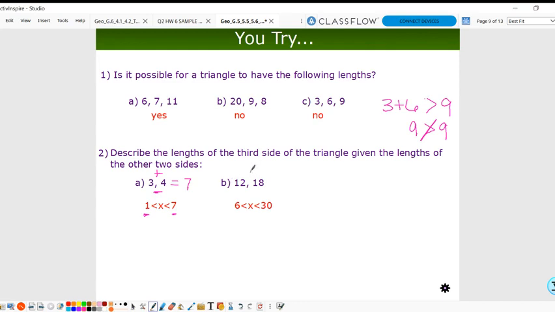Same thing with this. I can add them, and I'll get 30. I can subtract them, and I'll get 6. So my inequality is 6 is less than x is less than 30.